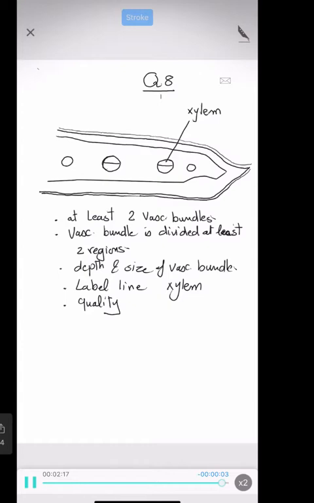Here also take care that he asked you to draw a label line with a ruler for the xylem. It is present in the upper part of the vascular bundle. Don't forget that the quality has 1 mark. The quality includes 3 conditions.